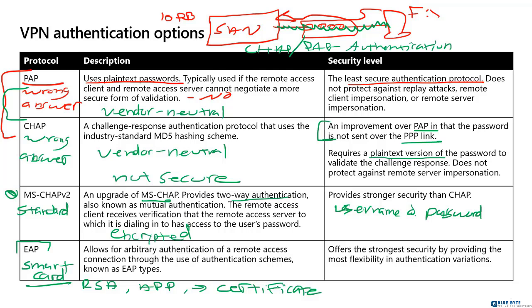So those two can be combined. I could simply use MS-CHAP v2 plus EAP. Now we have multi-factor authentication. You have to have the app, smart card, what have you, and you have to know the credentials for the user, so it's extremely secure.